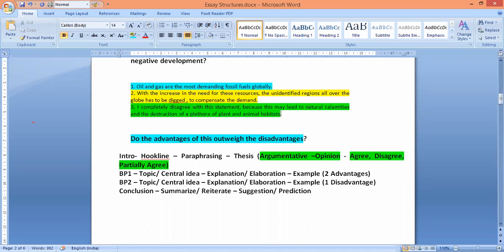That's the only difference. I would suggest rather than going only one side, rather than only saying that it has only advantages, because the demand of the question is, do the advantages of this outweigh the disadvantages? So somehow they are asking you to compare both, but still you have your opinion. So my suggestion is whatever side you take, write more for that, write less for the other side, and then the rest is the same.